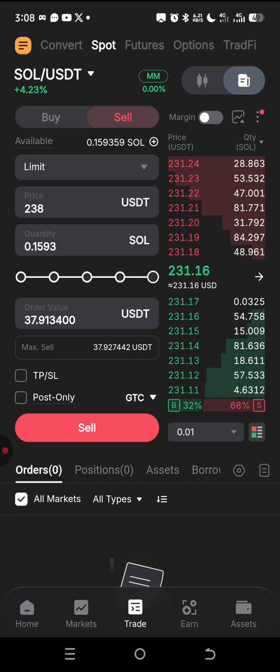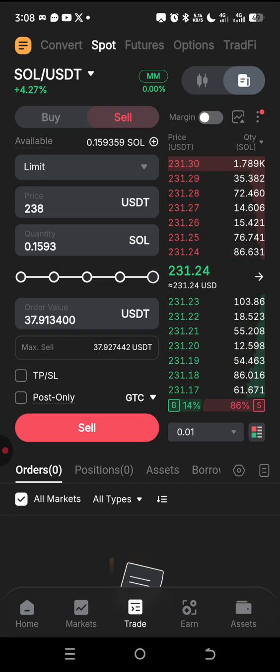I bought the Solana at $20. I used $20 to buy it when it was low. Now I'm selling it at $238, but it is not yet there. So it is also a limit order too, a sell limit order. So meaning I'm saying when the market gets to $238, let the market sell my Solana for me, and it will sell at $37.91.